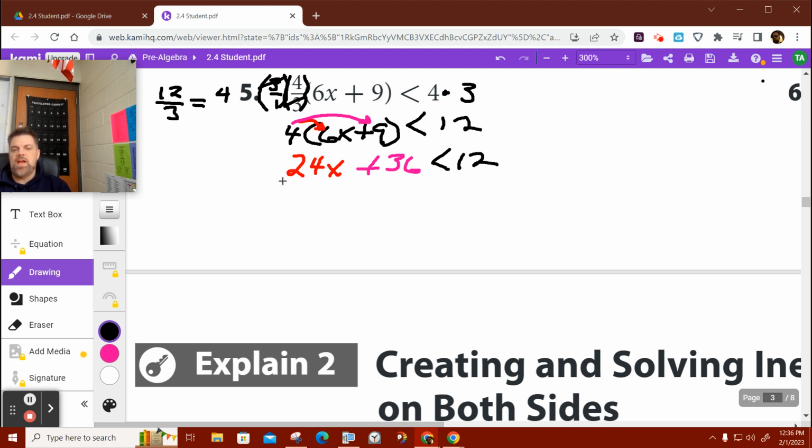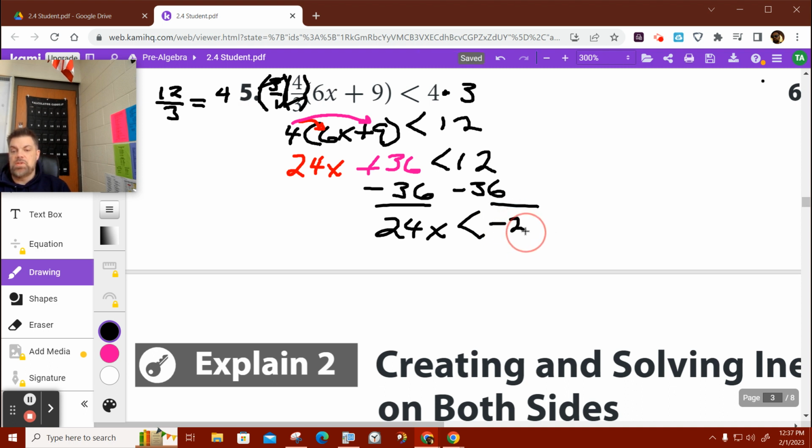If I move the 24, I got to divide this by 24. I got to divide this by 24. I have to divide this by 24. In other words, I'd have to do this, right? That's a lot of math. Now, there's nothing wrong with this math, but I could certainly do it. But if I move the 36 first by subtracting 36, it's a lot easier. So then I end up with 24x is less than, actually, this is negative 24.